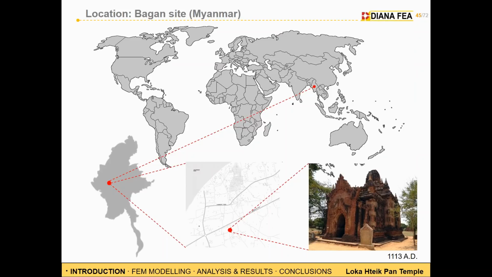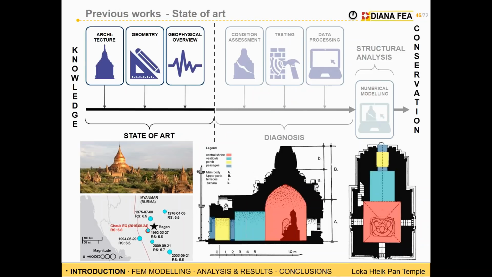Okay, as you already said, Loka Hteik Pan Temple is located in Myanmar, in the archaeological site of Bagan, which is an archaeological site which contains more than 3,000 Buddhist temples, more or less all dated along the 12th century. And as you can see, this temple is quite particular, especially for Western people, and it contains 3 rooms, which are the porch, the vestibule, and the central shrine.